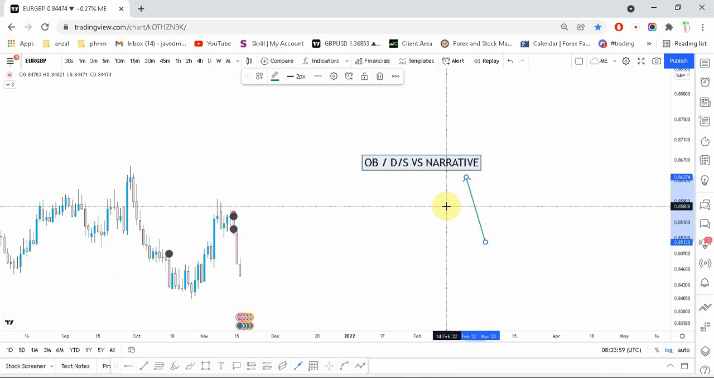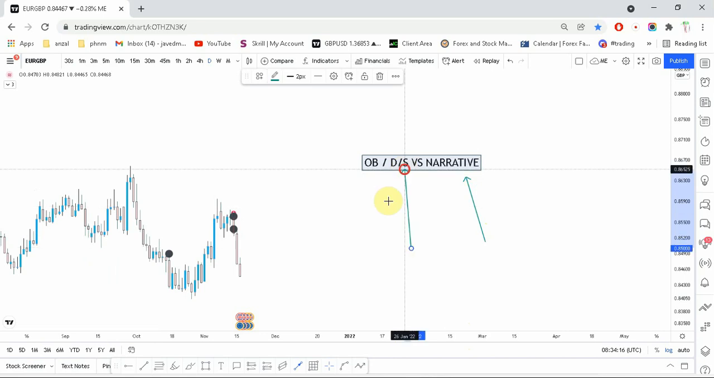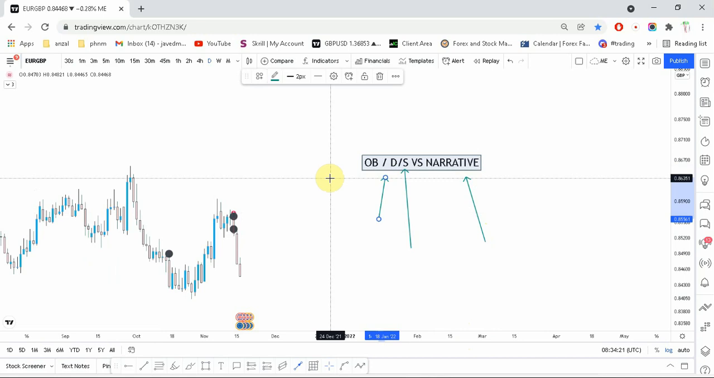Because the main factor in the market is narrative. Main factor: narrative, story. Behind the story, if you have a strong story, you will survive in the market. If you trade only according to your demand and supply, order block or liquidity, this market will destroy you and you will get frustrated very quickly.